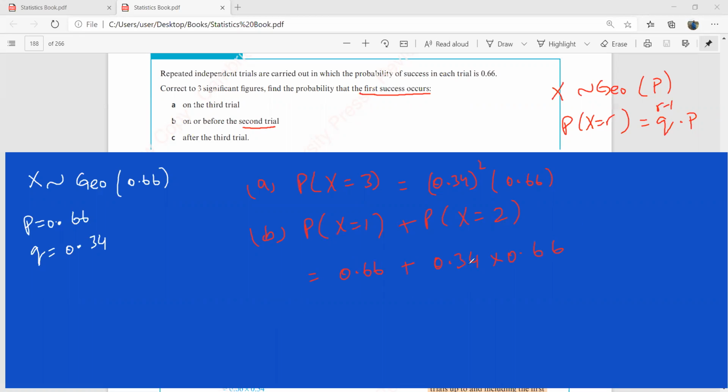Okay, and you can find the answer. The C part says, after the third trial. How should I write this after the third trial? Greater than 3? Very good. This is probability X is greater than 3. This is just greater than 3, okay?